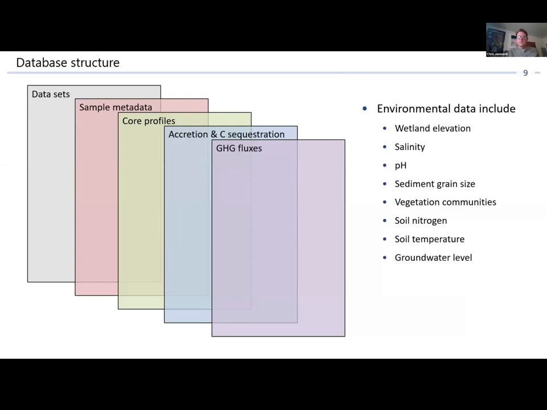Now, we're not just interested in carbon. I mean, carbon's cool for its own sake, and gas fluxes are cool for their own sake. But to really understand ecologically what's driving these patterns, it's important to collect environmental data. So when available, we've compiled data such as wetland elevation, soil pore water salinity and pH, the grain size of the sediments in the core samples, the surrounding vegetation communities, what plants are present, soil nitrogen, temperature, and groundwater level. So we've added that information into the database where it's been available.